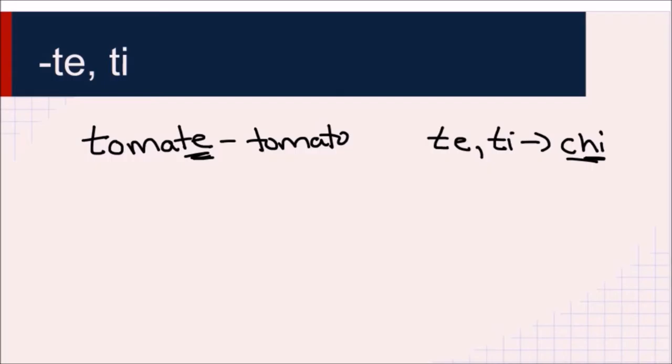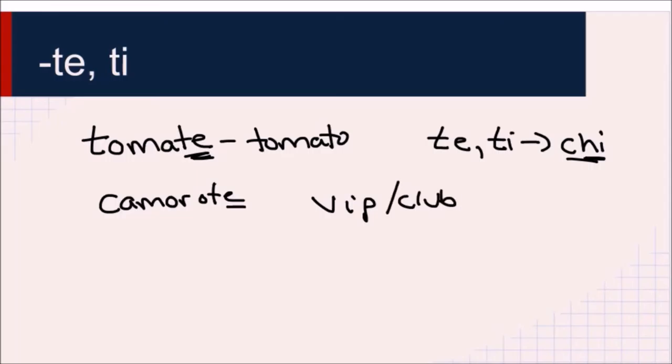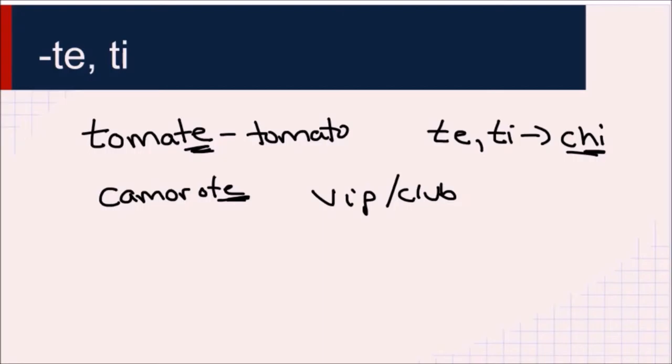Okay, and that goes for a word with a TI also. Have a word like camarochi, which is like the reserved or the VIP room at like a club or restaurant. Camarochi.